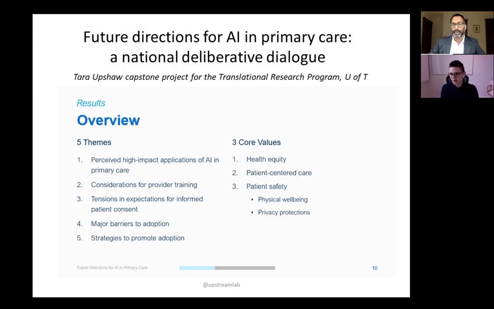One of the things we have done is to shift to what should be priorities for primary care. With Tara Upshaw, one of the graduate students in the Upstream Lab, her main project focused on engaging in a national deliberative dialogue around what should be priorities for patients and providers. These were some of the themes that emerged from that work: the importance of high-impact applications, training, issues like consent, addressing barriers to adoption, and strategies to promote adoption, particularly in areas still moving to EMRs with a lot of paper-based practices. What was really good to see was that key values central to Canadian primary care came out, including equity, patient-centeredness, and patient safety.